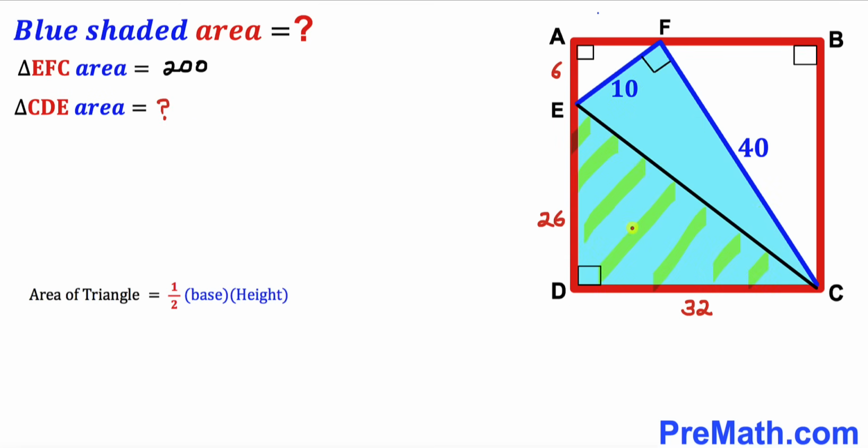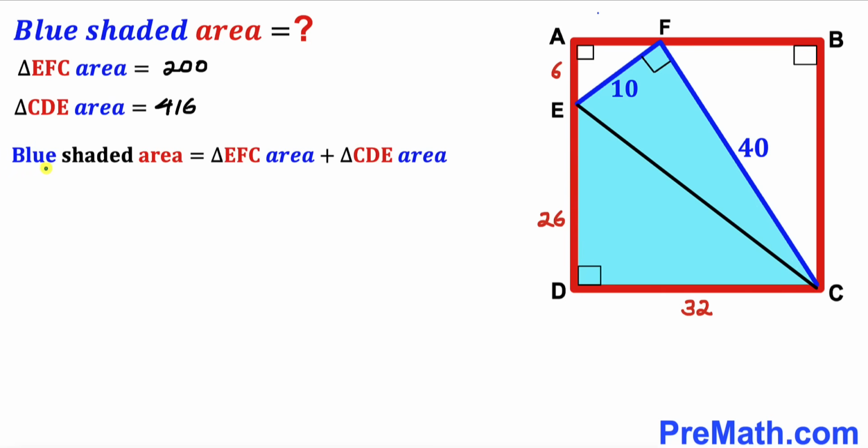And likewise, we are going to calculate the area of this triangle CDE as well. We are going to use the very same area of a triangle formula: area equals a half times base times the height. In our case, our base is 32 and the height is 26. So the area of this triangle CDE is going to be equal to a half times 32 times 26. And if we multiply and simplify, that is going to give us 416.